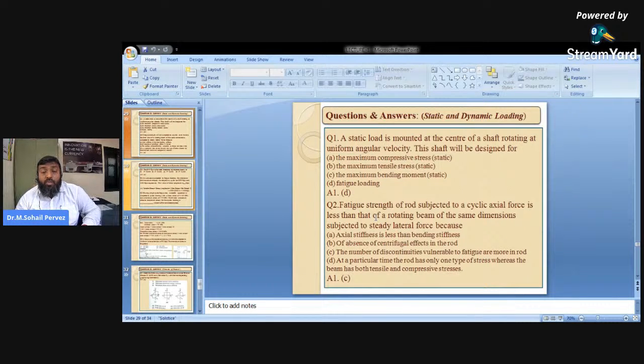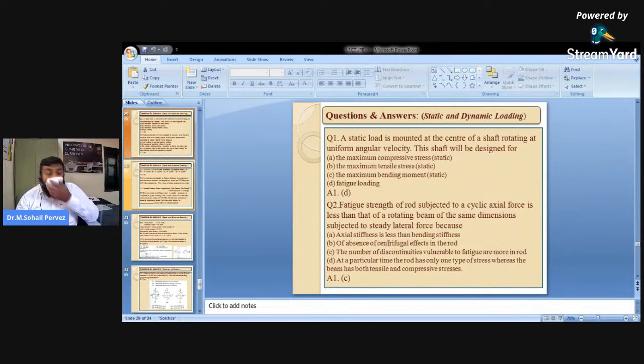Again, question number 2: fatigue strength of a rod subjected to cyclic axial force. Say this is a rod, but it is subjected to axial force. Now when we say axial force, it is cyclic also, tensile and compressive, so the nature is cyclic. In that case, it is asking that the fatigue strength of such a component is less than that of a rotating member of the same dimension subjected to steady lateral force.